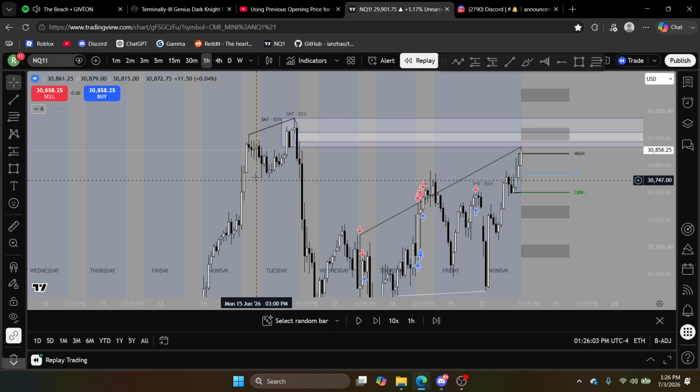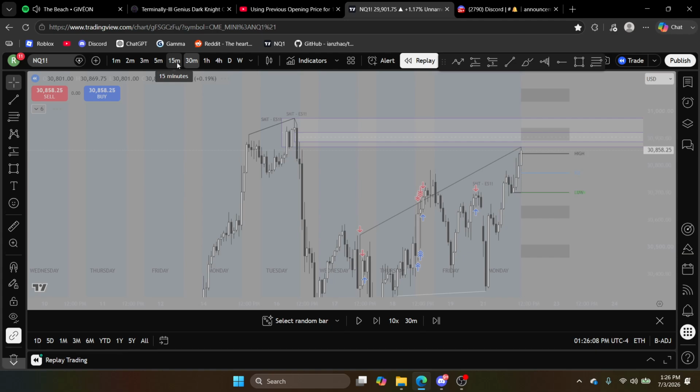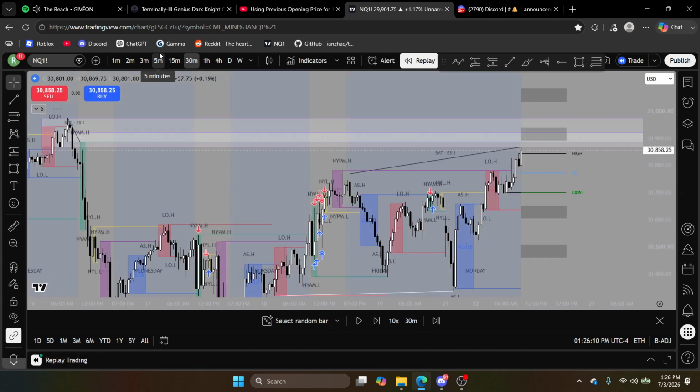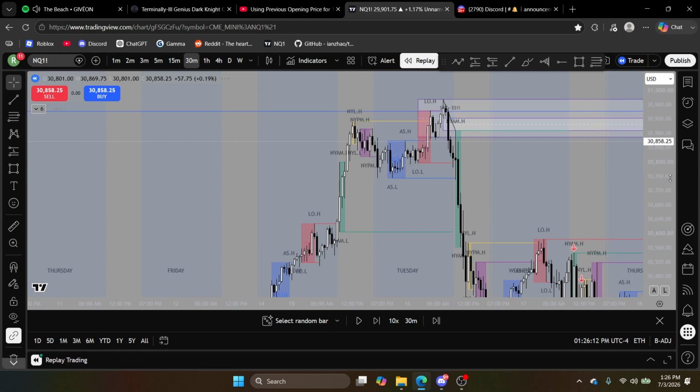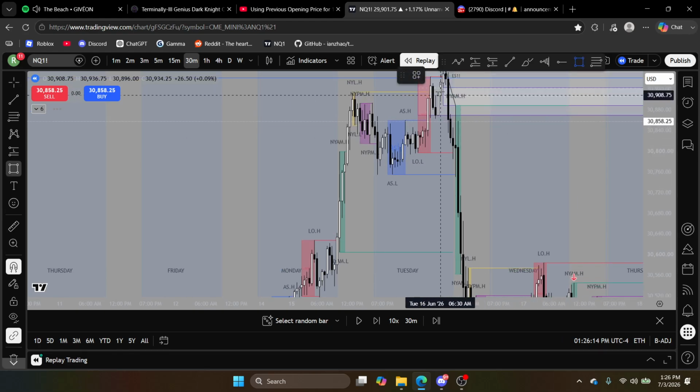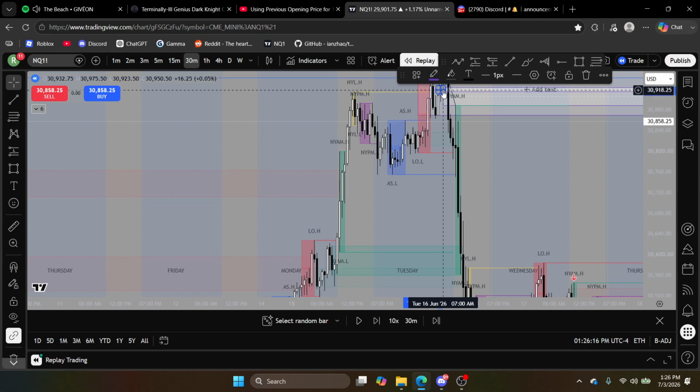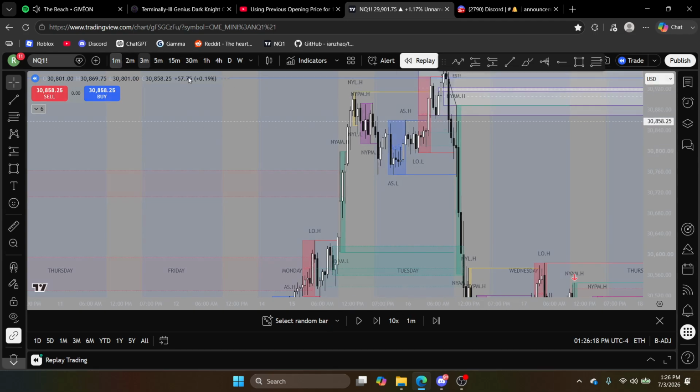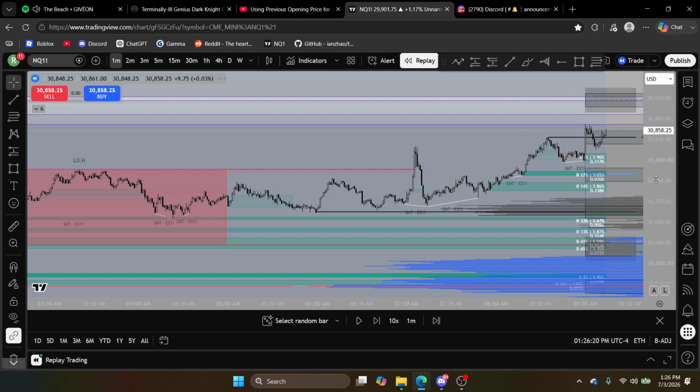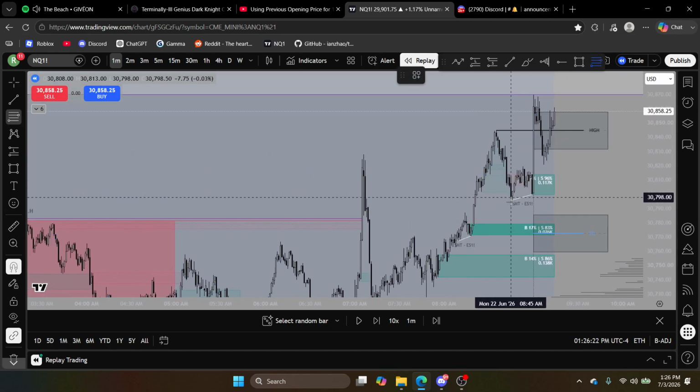We have this gap inside. I think we're gonna go inside that gap, that unfilled gap, and we're gonna head back lower. 30-minute, anything? Nothing much, nothing much. Kind of a small BPR right here though. Even inside that gap. Let me hop on 1 minute. Let me standard deviate this. Let's see what's happening.